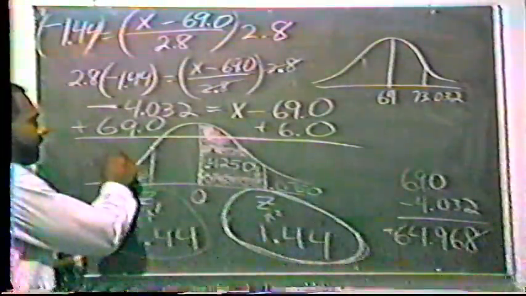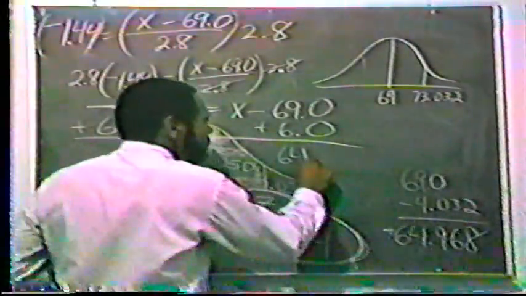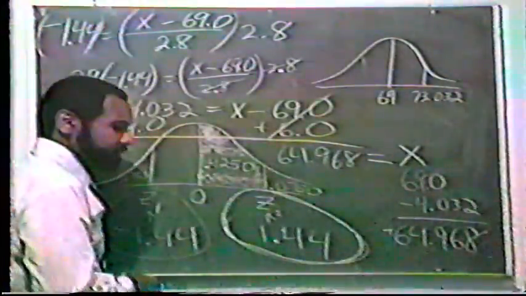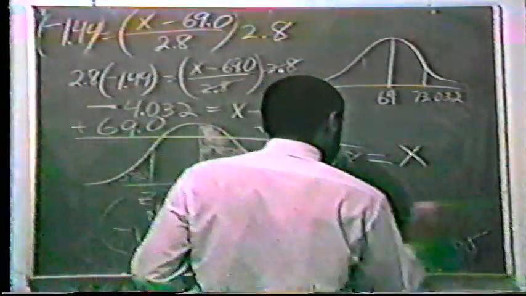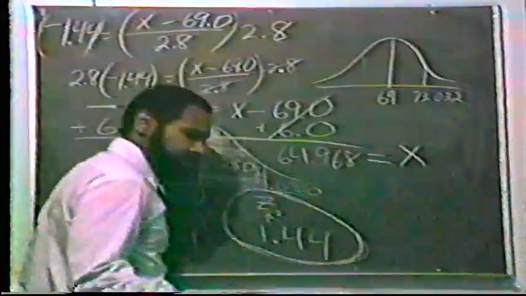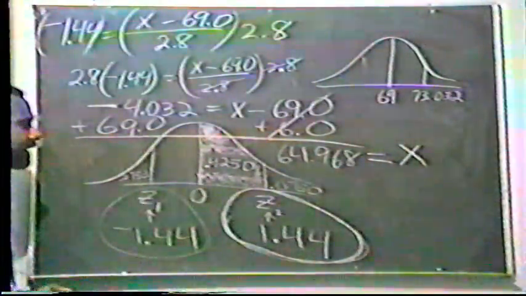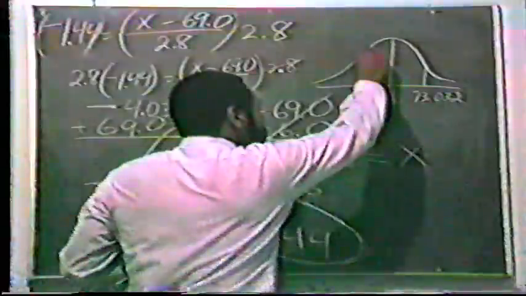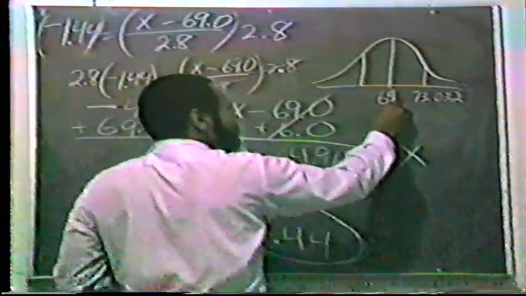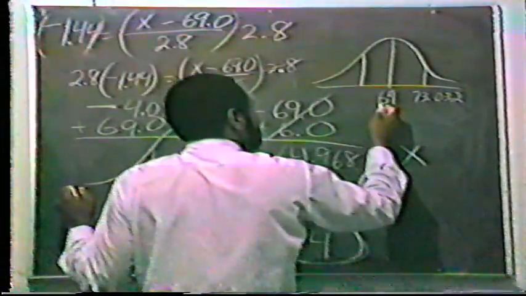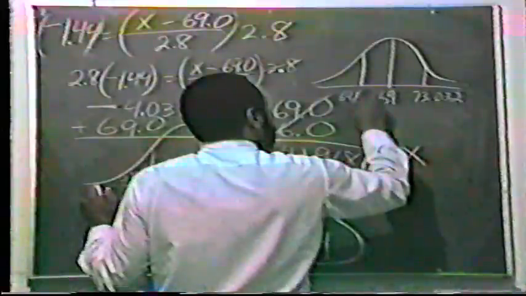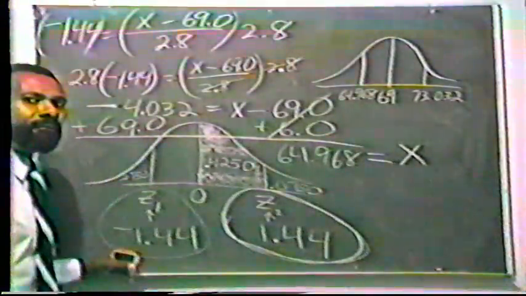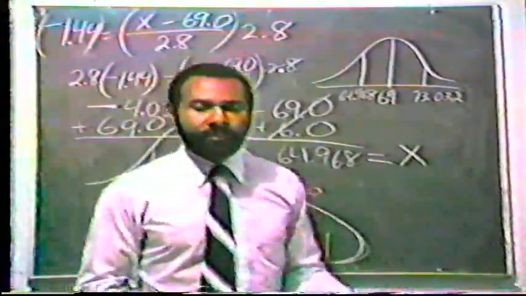So the answer here is 64.968 equals, this cancels, we get x. That's the answer. X equals 64.968. So that represents the minimum. We can show that on this little figure that we have here. The mean is 69, so of course the minimum is on the left side of the mean, and that is 64.968. Thus we have found the maximum and the minimum values.